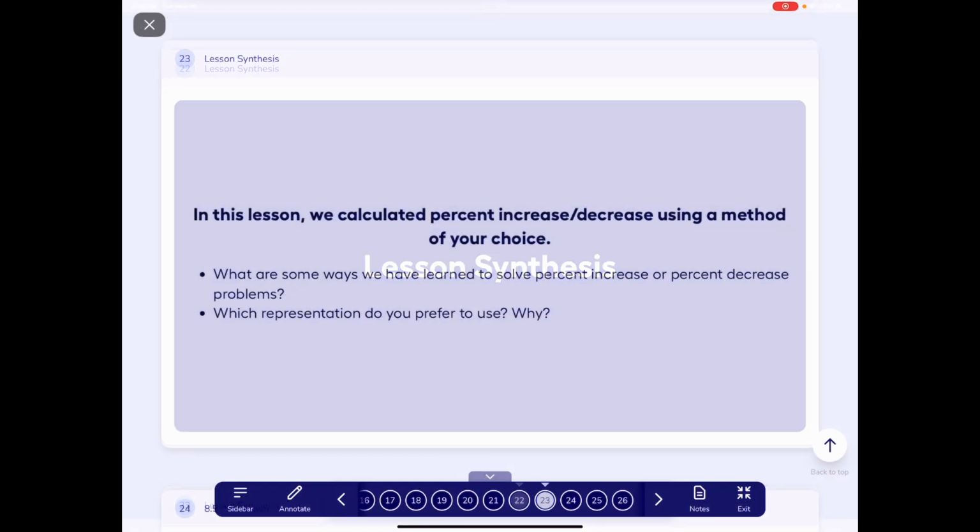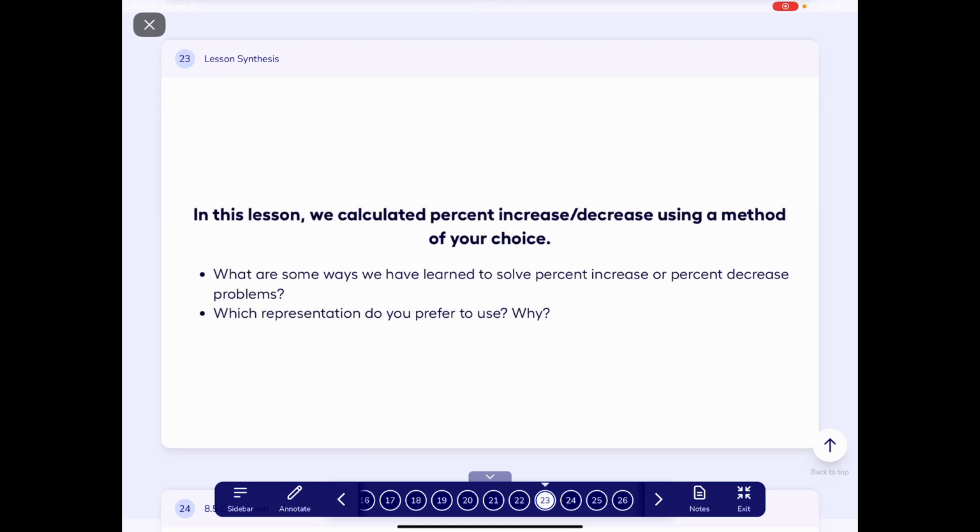Lesson synthesis. What are some ways we have learned to solve percent increase or decrease problems? Well, we used equations and we used double number lines. Which representation do you prefer to use and why? Personally, I like equations better, but sometimes I like to use double number lines in some situations.